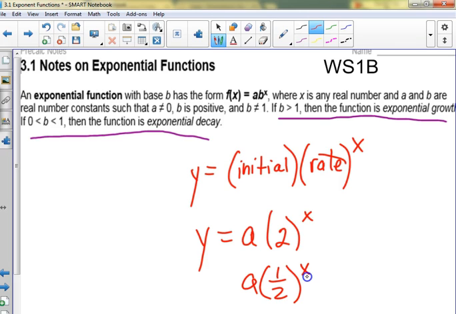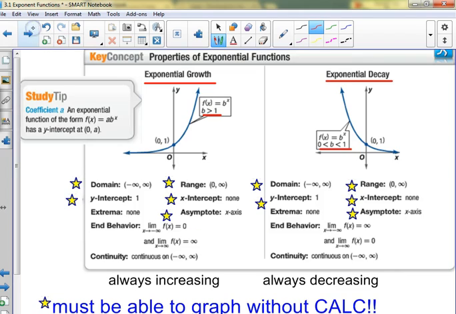So what's the generalization, guys? Anything over one is going to make it grow, and anything between zero and one is going to make it decay. We're not looking at negatives here, okay? Any questions? All right. So an exponential growth function looks like this. Do you have this in your notes? You might want to star or highlight these.